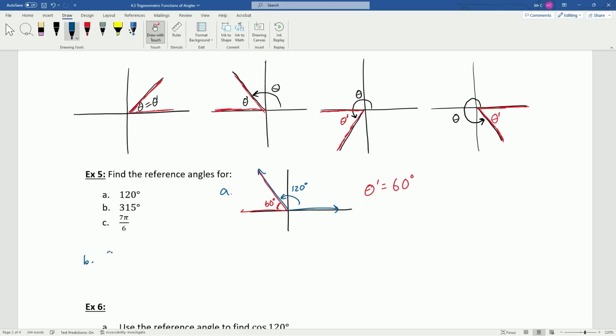All right, let's look at B, 315 degrees. The way I'm going to think of 315 degrees is that's 45 less than 360. So if I start here, and I go out, and I just stop 45 short of 360, that puts me here. This is 315 degrees. And what's left to 360? What's the angle here formed with the x-axis? Well, that's got to be 45 degrees, right? 315 plus 45 is 360.